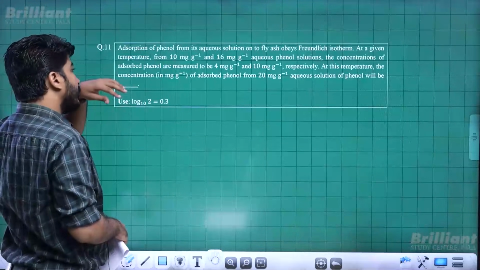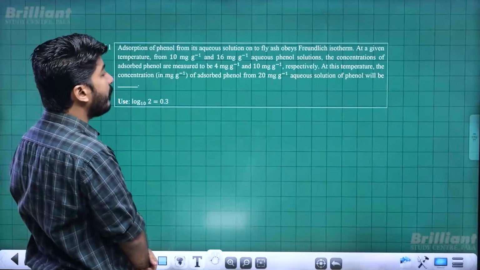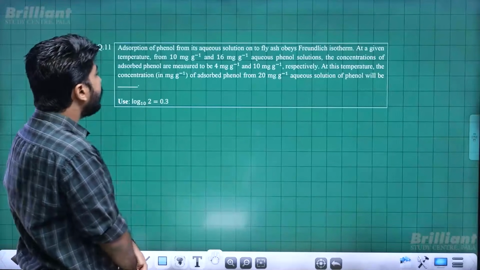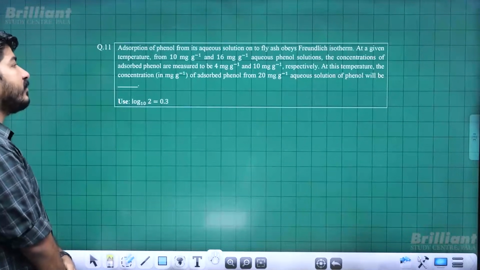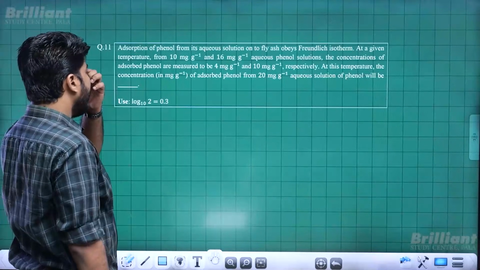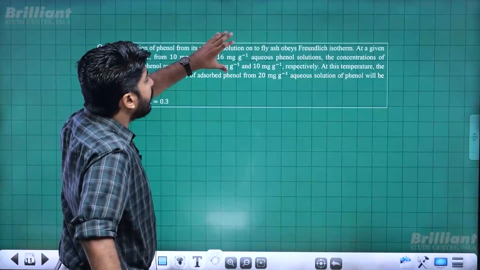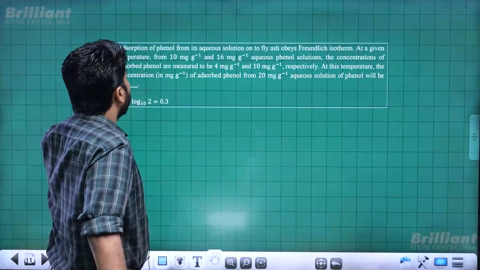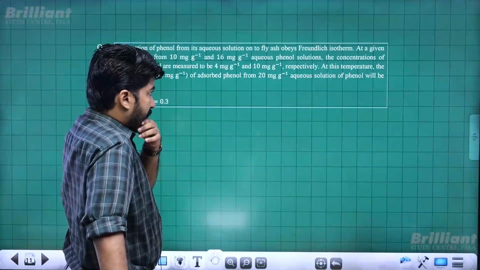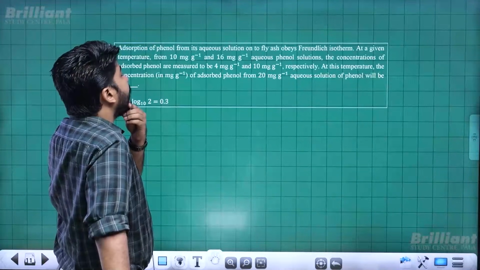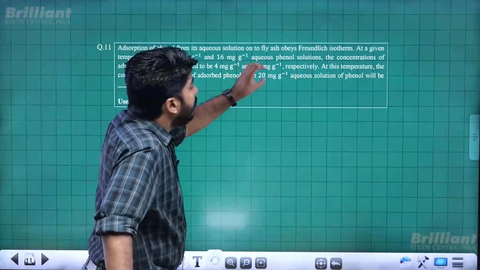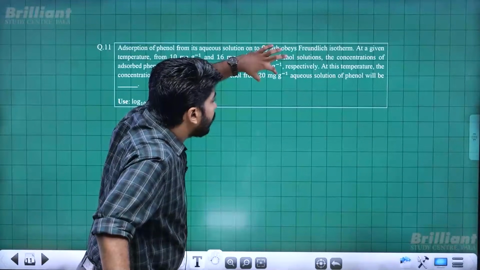Next question brings us to the surface chemistry topic, where the Freundlich isotherm is described. Adsorption of phenol from its aqueous solution onto fly ash obeys the Freundlich isotherm. At a given temperature, from 10 mg per gram and 16 mg per gram aqueous phenol solutions, the adsorbed phenol concentrations are obtained as 4 and 10 mg per gram respectively. At this temperature, we need to find the adsorbed phenol concentration from a phenol solution having this concentration.